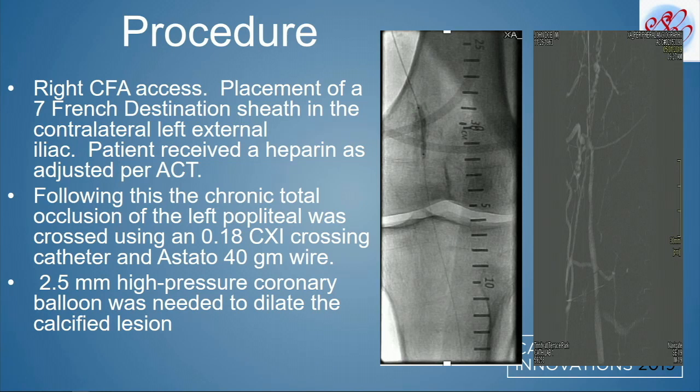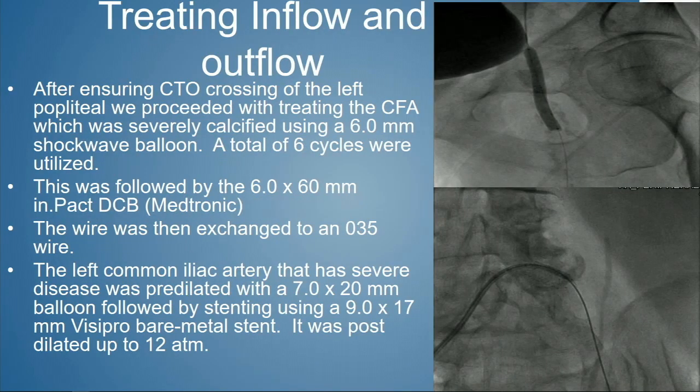And at this point, we proceeded with treating the inflow first. Remember, the patient had severe iliac and common femoral artery disease. So first, we started with the common femoral disease. It was almost approximated at 80% stenosis. We used the shockwave balloon here. We used 6 cycles of the shockwave with a 6x60 balloon at the common femoral, followed that with a drug-coated balloon from Medtronic.